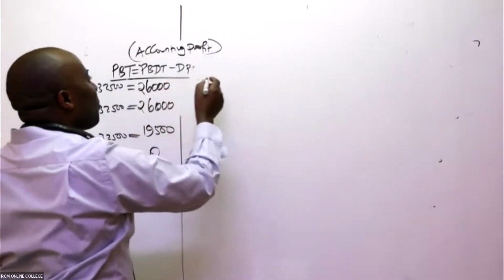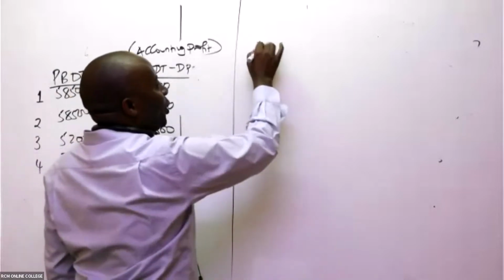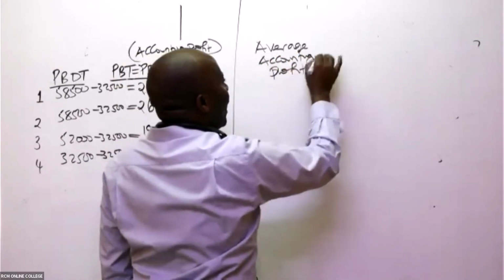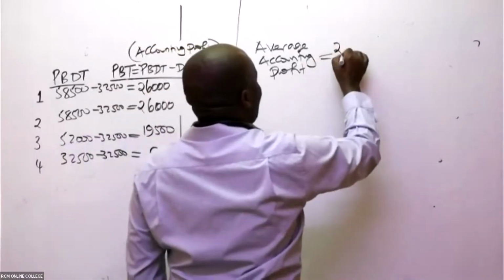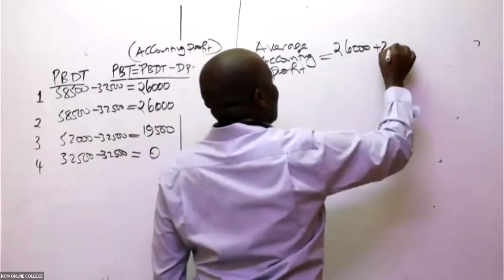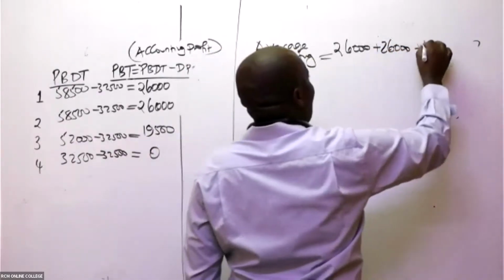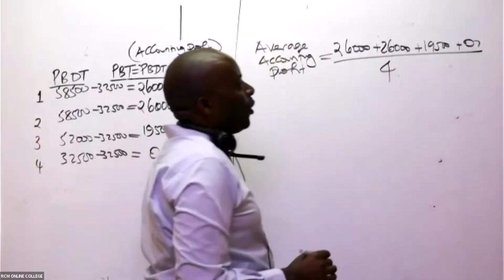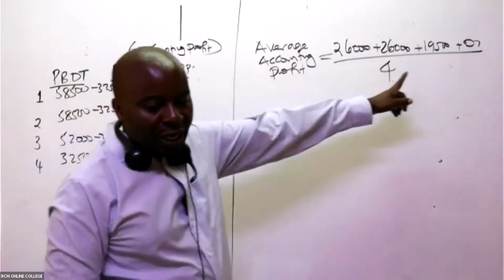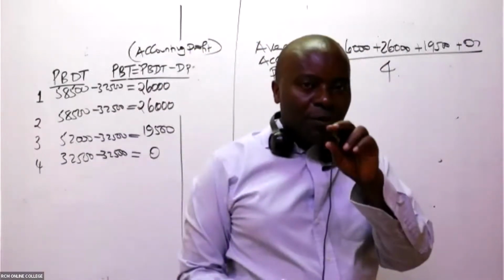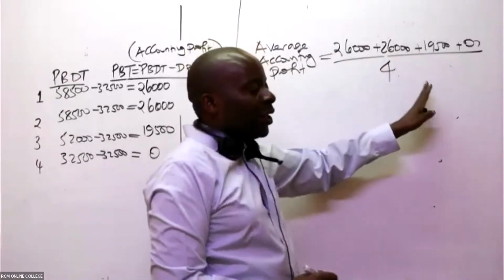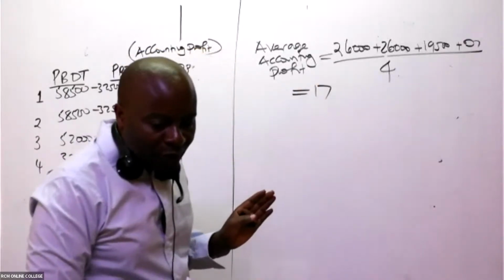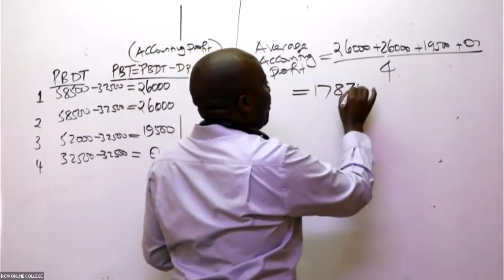So once you give me these accounting profits, remember in the numerator, I need to average them. The average accounting profit will be 26,000 plus 26,000 plus 19,500 plus 0, divided by 4 years. Many students were able to reach here, but they thought that 0 cannot be accounted for. So they were taking this plus this divided by 3, which was wrong. So this gives us 17,875.